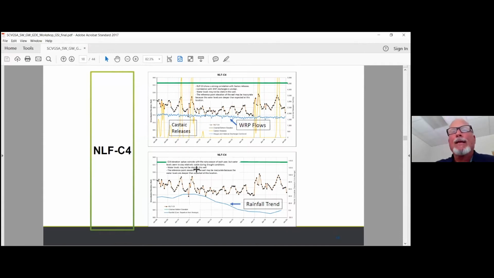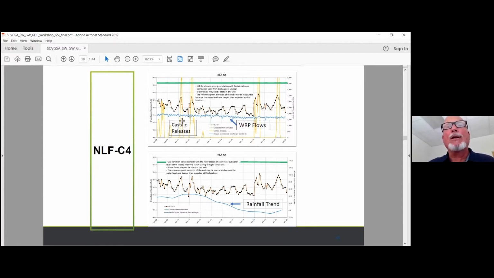All right. Interestingly, you see that here's the river channel bottom, but the water levels don't get quite that high. Now, is that because the river isn't gaining there and it's always losing? Possibly. It could be a data problem with the elevation of the river bottom or the elevation of our measuring point on the well. We don't know for sure.